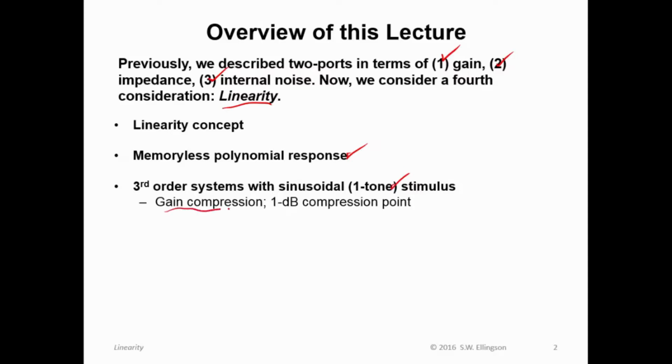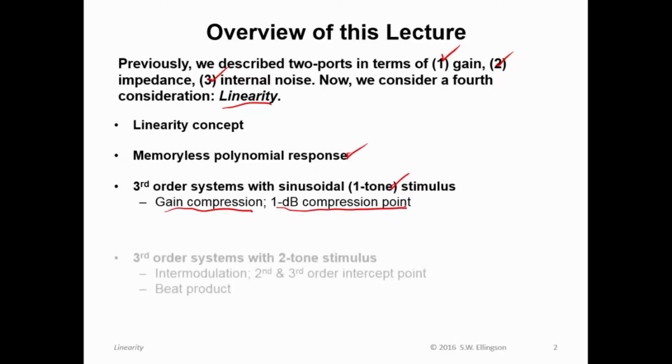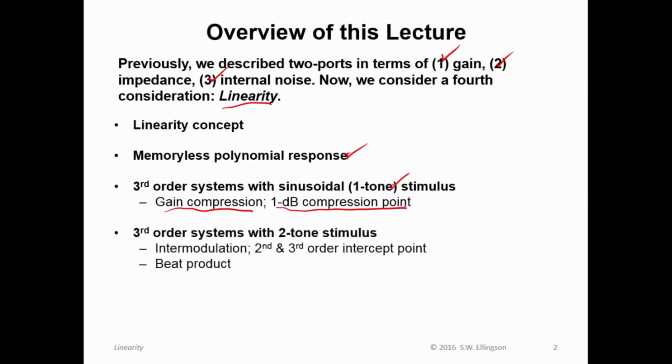One is gain compression, and the second one being 1 dB compression point, both ways that we can characterize the linearity of systems. Then we'll talk about third-order systems with two-tone stimulus. So in this case, we'll be applying two tones at a time, and that will result in the concepts of intermodulation and also second and third order intercept point. This will also lead to another concept known as the beat product.